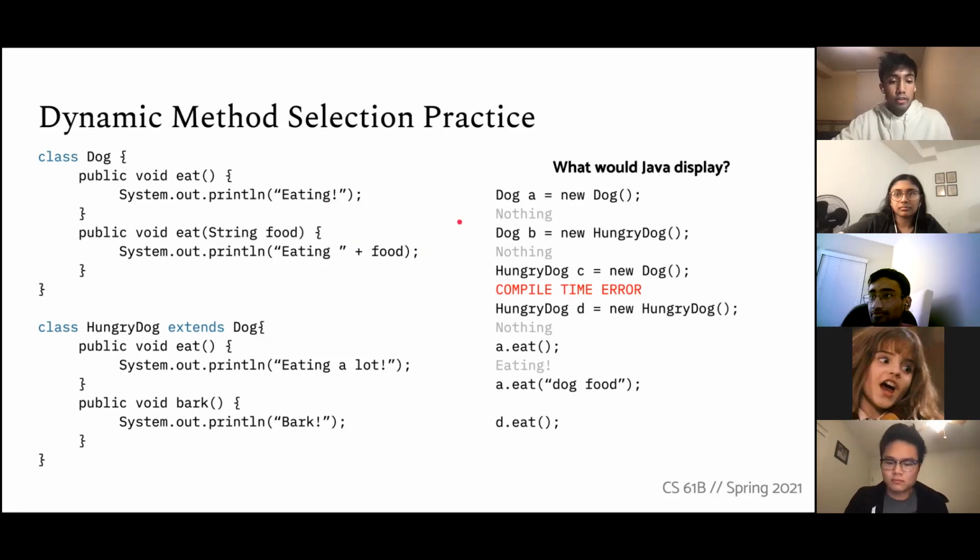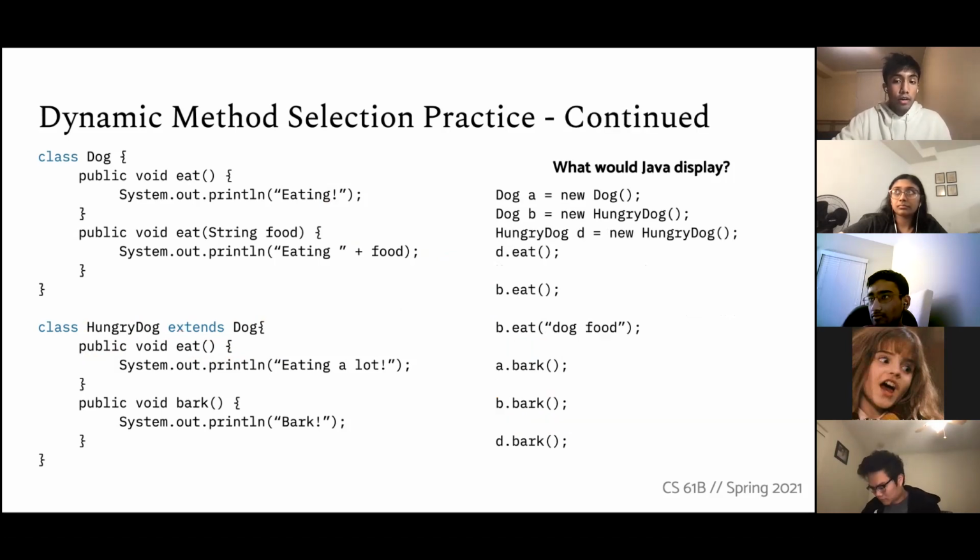And what about d.eat? Yeah, so this one's going to be eating a lot. Really similar. Once again, these are more warm-up questions, so I'm glad you guys are doing well. It's going to be locking onto this method during compiler time, and then running the same method during the runtime. Okay, so here's some more questions. Let's take a couple minutes to solve these.